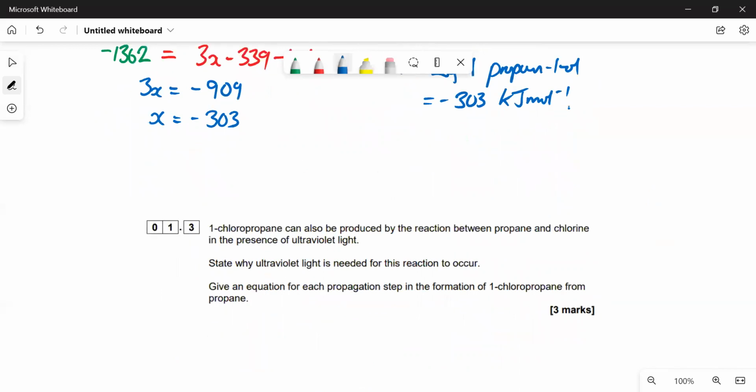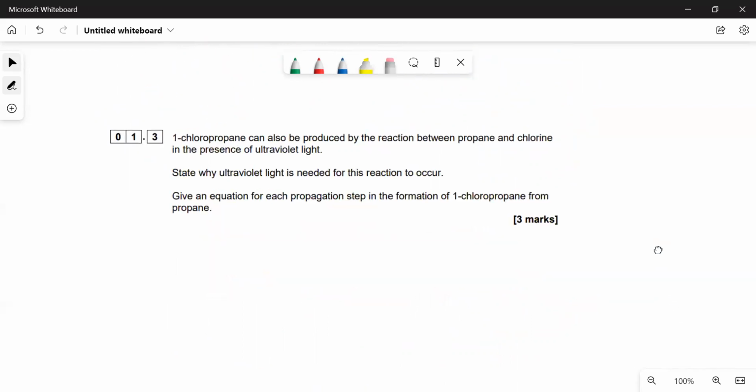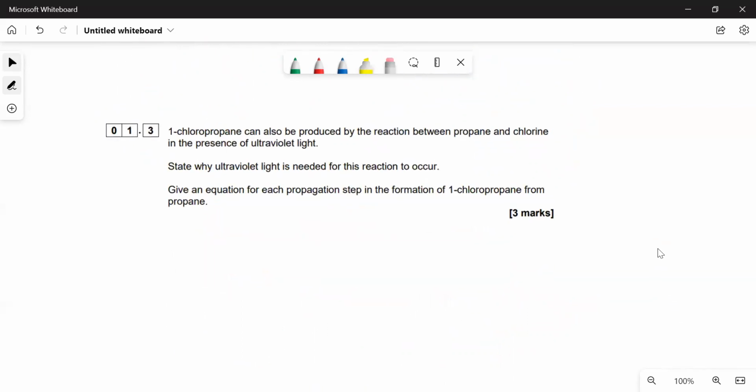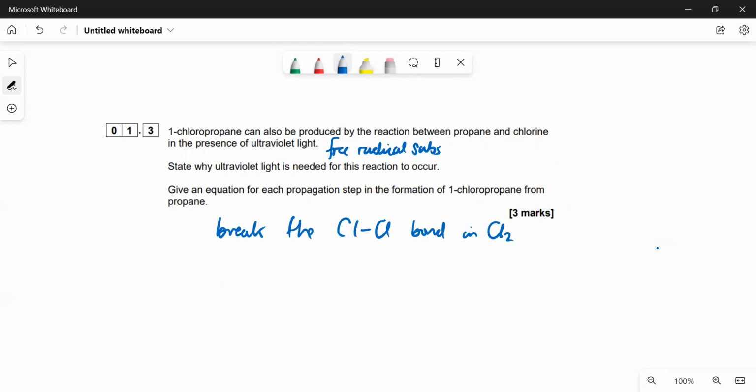Now we move on to this question here. Right, it says chloropropane can also be produced by the reaction between propane and chlorine in the presence of UV light. Of course, this is going to be free radical substitution we're talking about here. And you need UV light for that. Why do you need UV light? Well, actually, in the initiation step, you need UV light to break the chlorine-chlorine bond in Cl2. And that's to generate the free radicals.